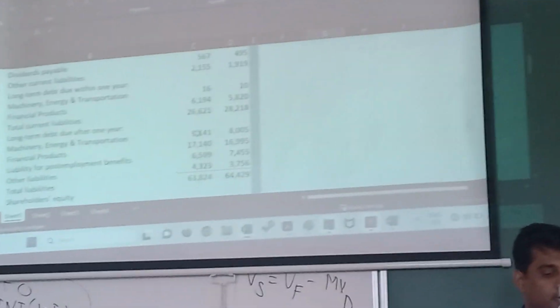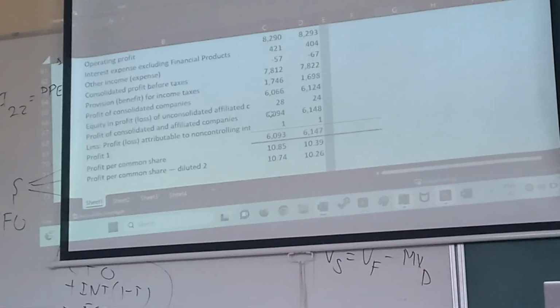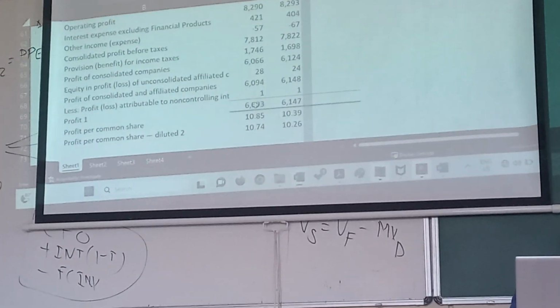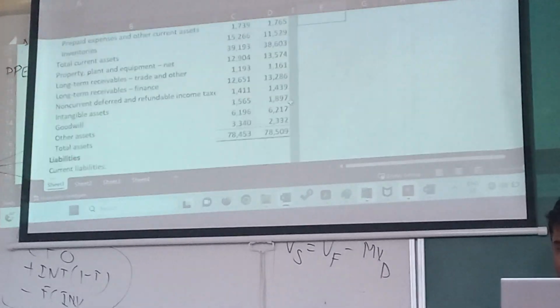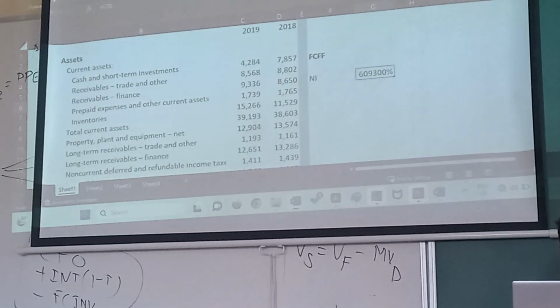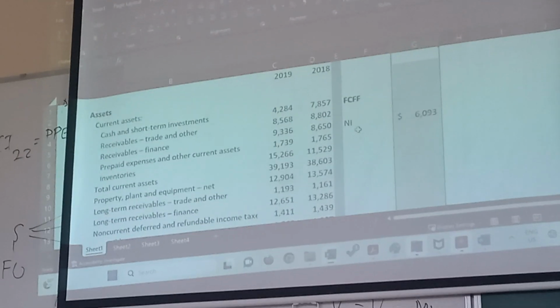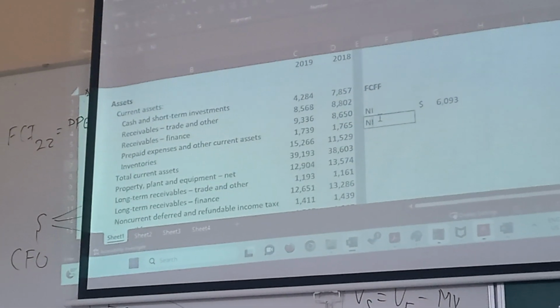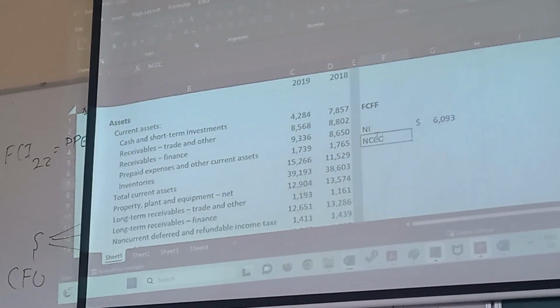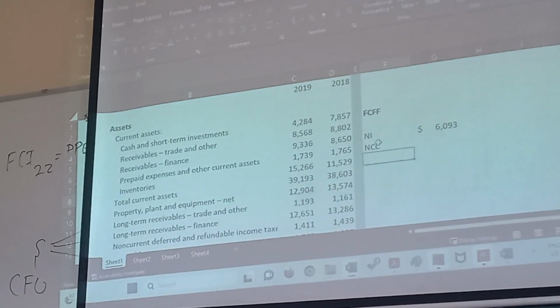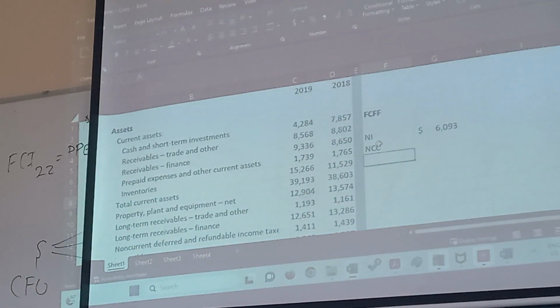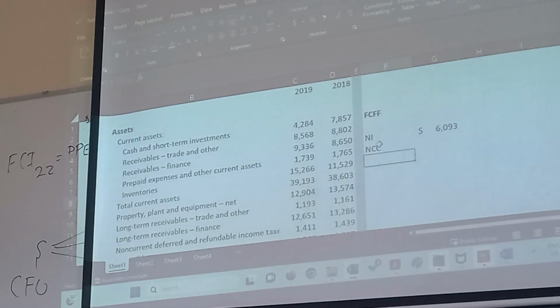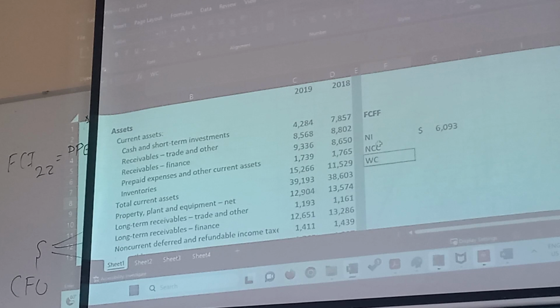Nice silence. The net income you can take from the income statement. Okay. So the net income will be adding the non-cash charges and then what guys? Non-cash charges, then interest, working capital investment.